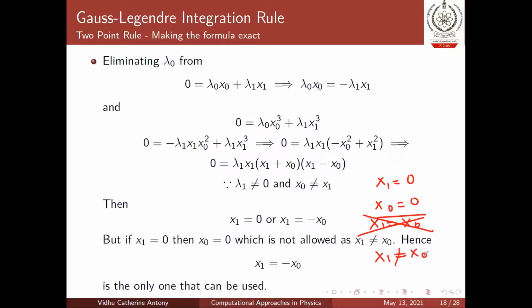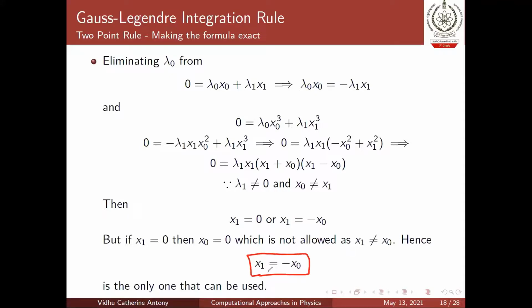If that is the case, then you reduce back to your 1-point rule. I hope you remember what I said before. So now what do you have? You have this x1 equal to minus x0. That is the only thing that can be used. You cannot have x1 equal to 0.